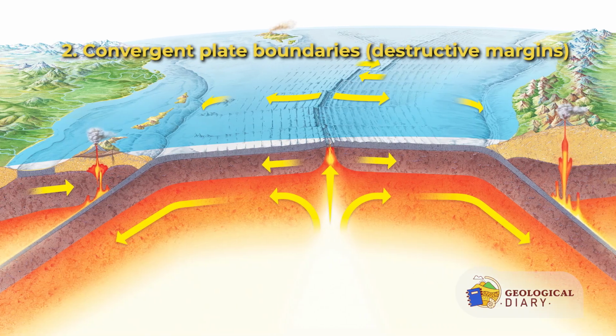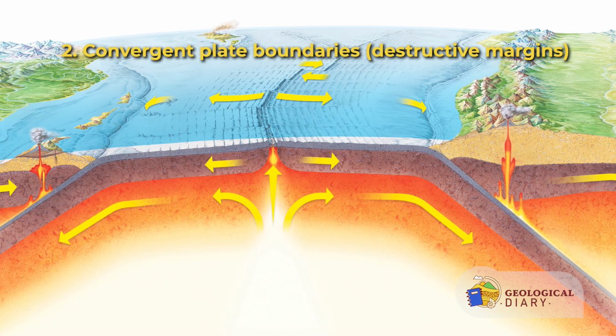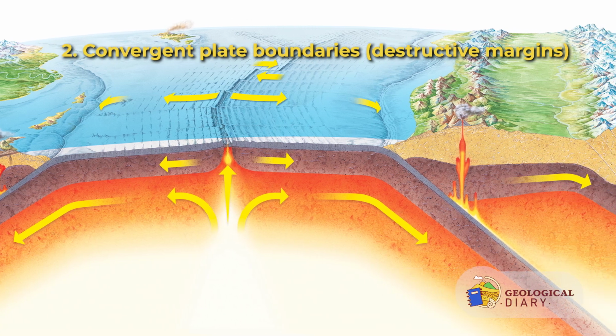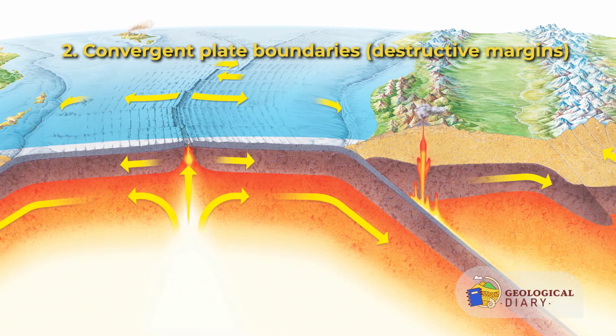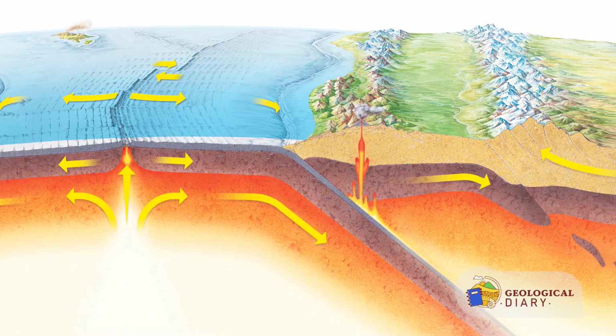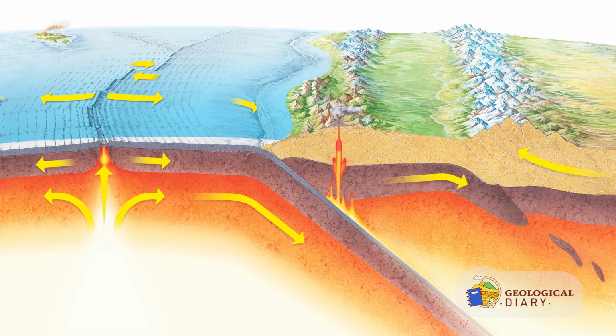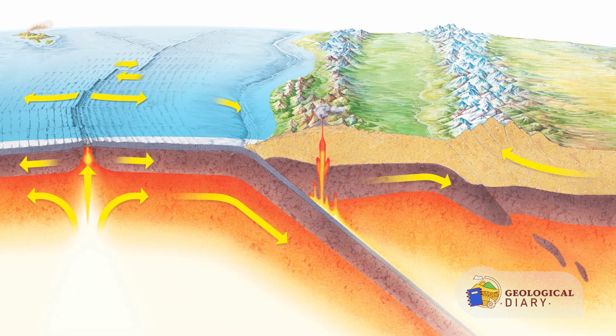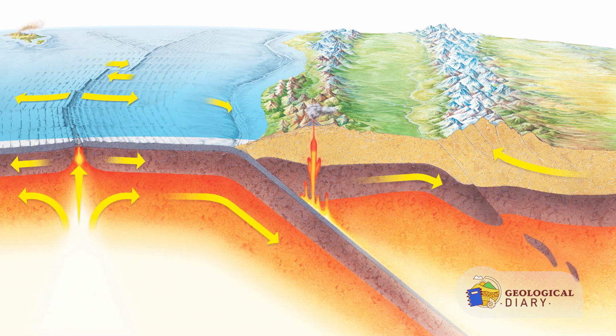Convergent plate boundaries, also known as destructive margins, are called destructive because they occur where 2 plates move together, resulting either in oceanic lithosphere descending beneath an overriding plate, eventually to be reabsorbed into the mantle, or possibly in the collision of 2 continental blocks to create a mountain belt.